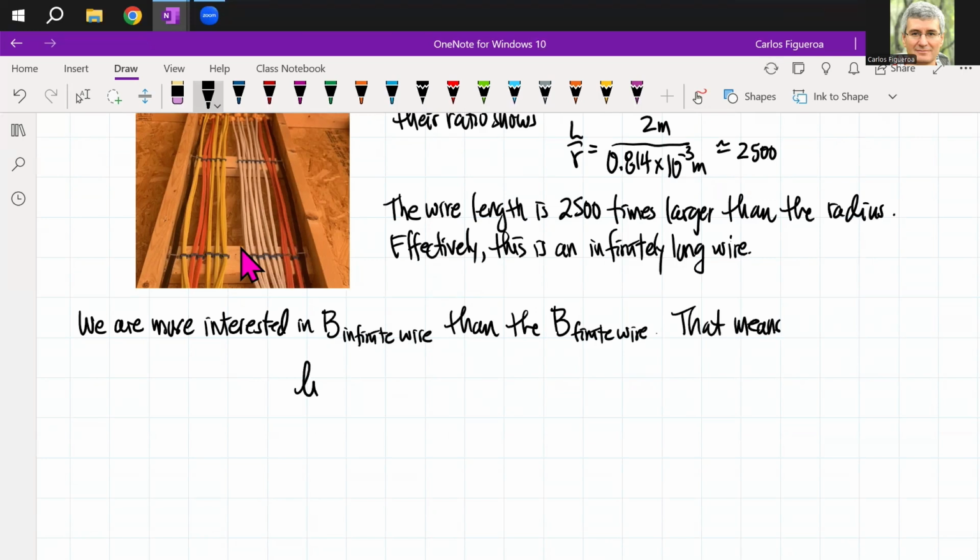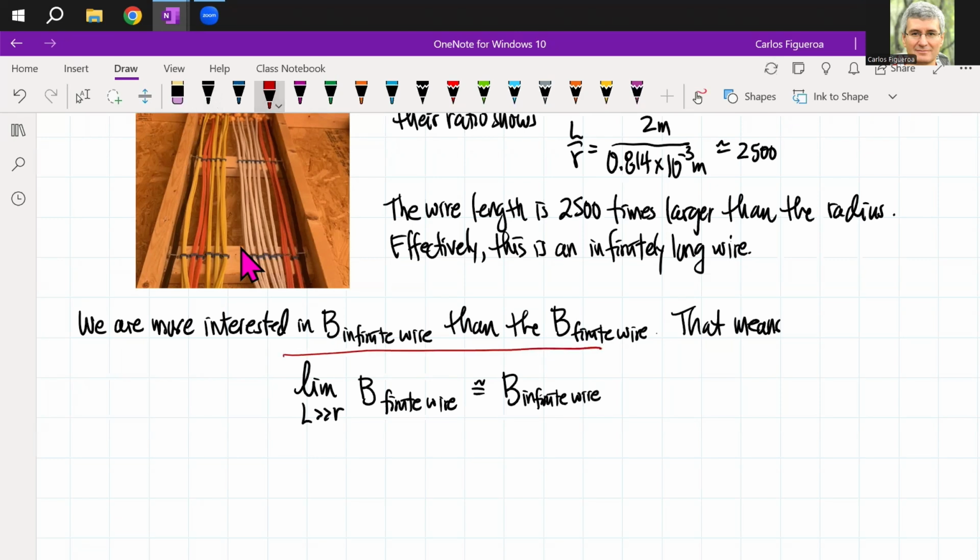That means that when I look at the limit of L being much bigger than R of B finite, we are looking to get a good approximation to the infinite wire value. And again, we have to worry about the number of sig figs. How important are the sig figs to the measurement? In everyday situations, the infinite wire result is more than sufficient compared to dealing with the more complicated finite wire value.